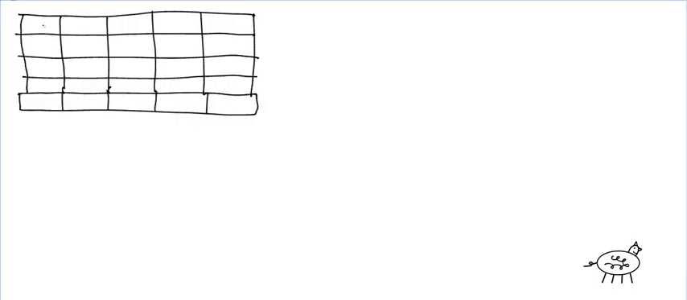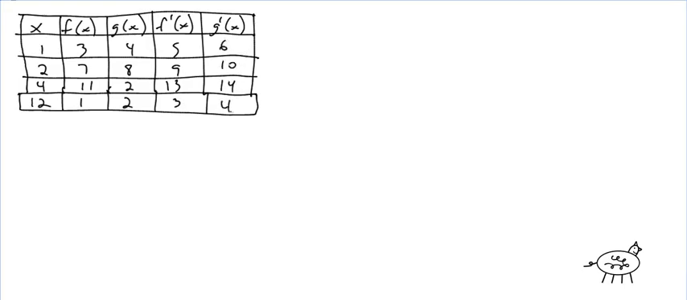We're going to have x, f of x, g of x, f prime of x, and g prime of x. My values of x are going to be 1, 2, 4, and 12. Going down, 3, 7, 11, and 1; 4, 8, 2, and 2; 5, 9, 13, and 3; and 6, 10, 14, and 4. We're going to do a bunch of different problems based off of this chart. It's like me handing you the functions and the derivatives at values of x equals 1, 2, 4, and 12. So here's my first example. I'm going to try to fit everything on here.